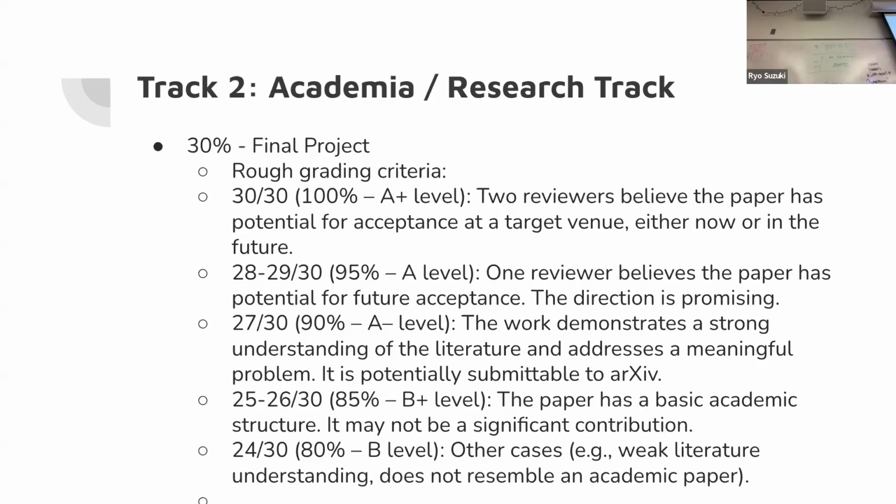A lower level is where it seems like a very basic structure, but it's not really research. It's only replicating existing work or that kind of thing. It doesn't even seem like a research or academic paper.